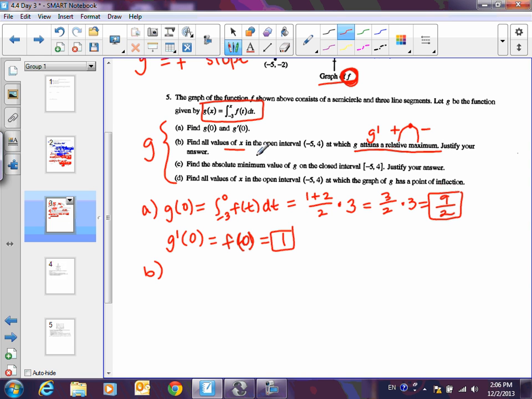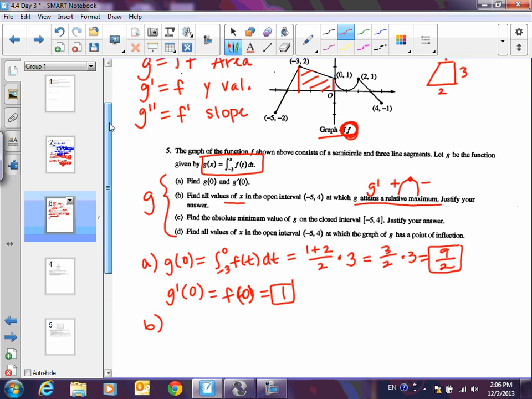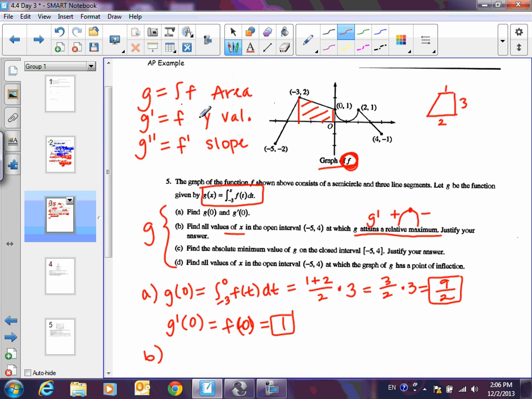And they're going to ask us to justify our answer, so it's good to just go ahead and write down what you're thinking so that you'll make sure you know how to justify it. Well, what's the same as G prime? F. So, which are y values. So we want to know where are the y values changing from positive to negative. There's only one place where that's happening. At 3. This is the only place.